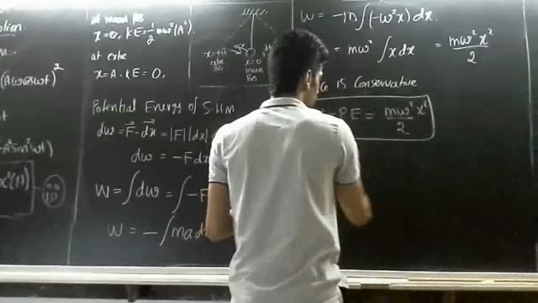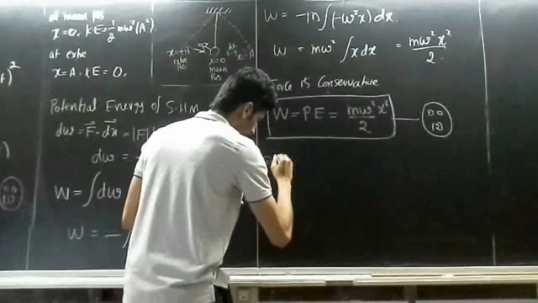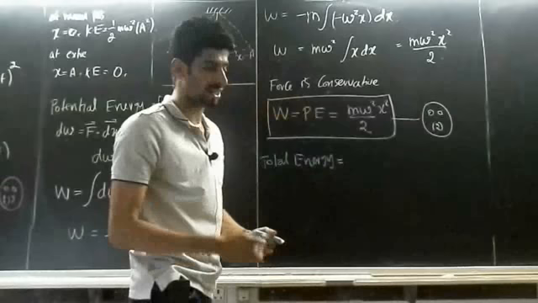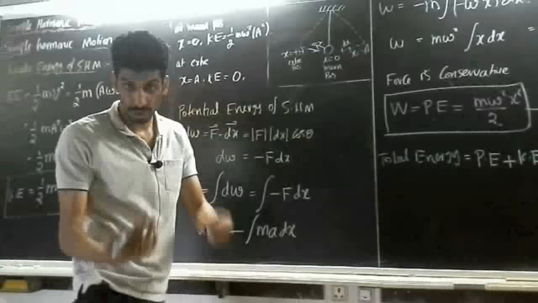What I'm going to do is, my job is to find out what is the total energy. So I'm going to write here the total energy of the simple harmonic oscillator, that is the mechanical energy, which is the sum of potential energy and kinetic energy. So I got equation number 1 and 2. I'm going to add them up to get the total mechanical energy.